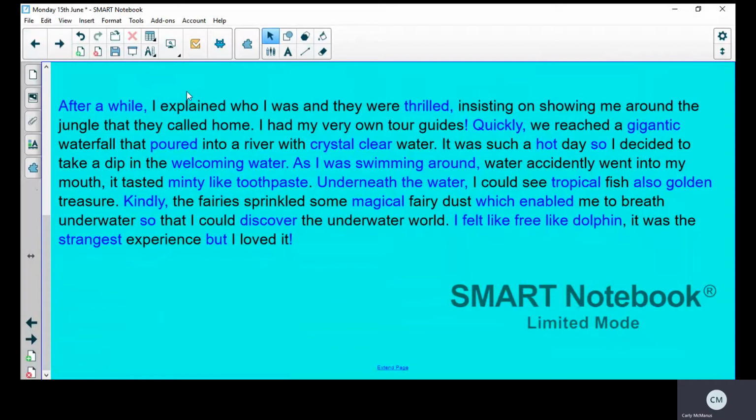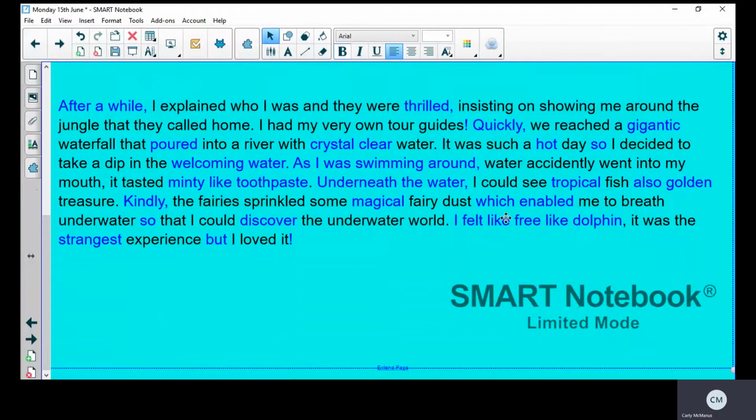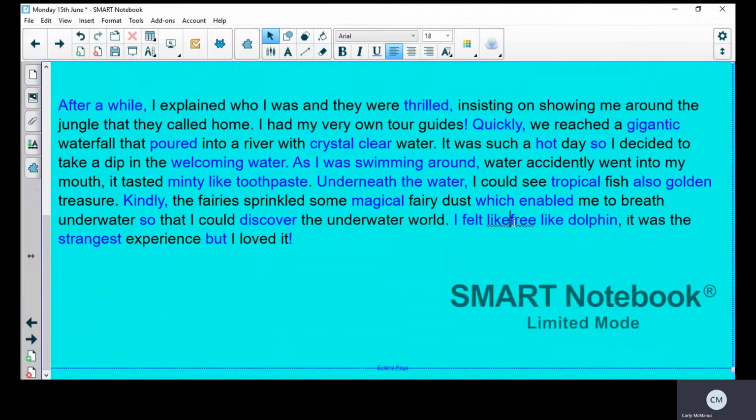As I was swimming around, water accidentally went into my mouth. It tasted minty like toothpaste. Underneath the water, I saw tropical fish, also golden treasure. Kindly, the fairy sprinkled some magic fairy dust which enabled me to breathe underwater so that I could discover the underwater world. I felt free like a dolphin. It was the strangest experience, but I loved it.